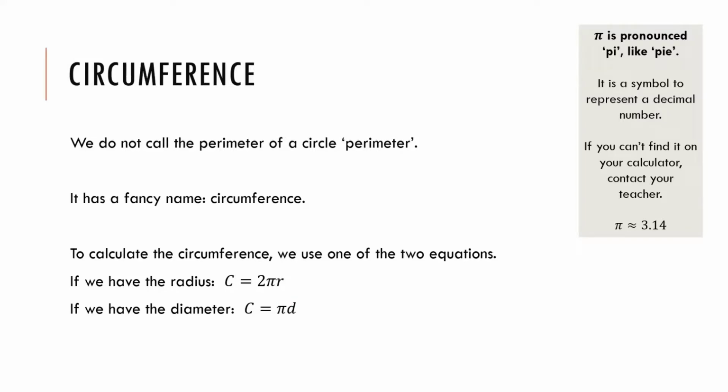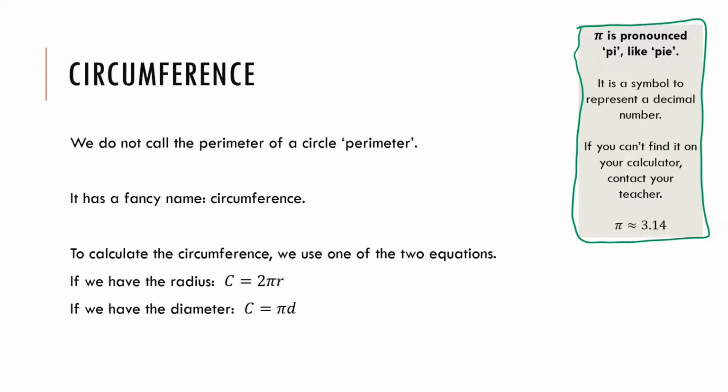Well, if you're unsure, pi is a symbol that represents a number. Pi is a Greek letter, and it's pronounced like pie, as in the thing you eat. And it represents a decimal, so it goes on forever. It's one of those recurring decimals. So we like having a little symbol for it so that we can use it without having to write down all the decimal places.